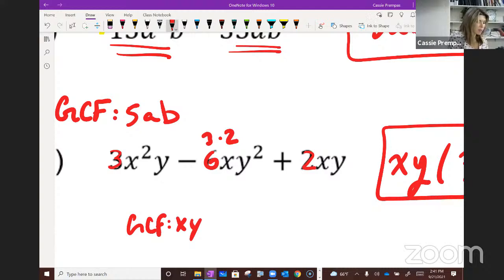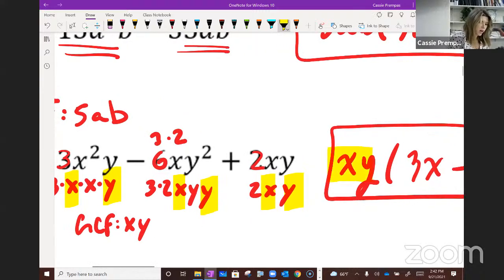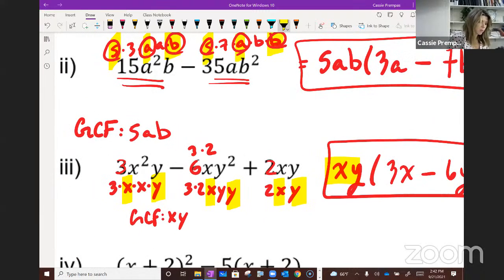Essentially, for a GCF, I have to be able to highlight the same thing out of all the terms given. So if I broke this down, this one would be 3 times x times x times y. This one would be 3 times 2 times x times y, and this one would be 2 times x times y. So if I'm looking at what's the GCF, they don't share any numbers, not all 3 of them. They do all 3 share an x, and they do all 3 share a y. So the GCF would be xy, and then I'd have to write what's remaining inside of the parentheses.